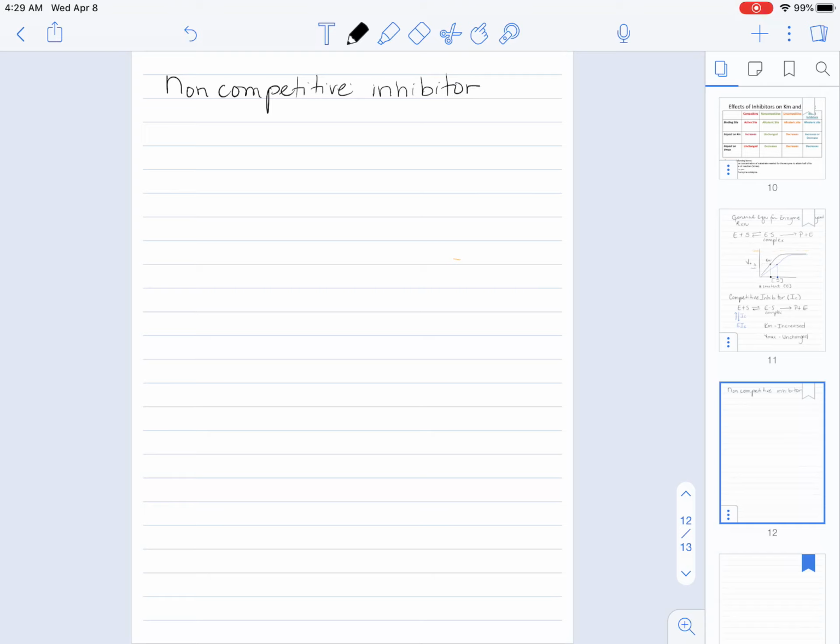In this situation, I'm going to write once again my enzyme catalyzed reaction. Enzyme plus substrate forms the enzyme substrate complex. And that enzyme substrate complex turns into product plus enzyme. Now, in this situation, remember that non-competitive inhibitors are going to bind allosterically not only to the enzyme that is free, but also to the enzyme substrate complex, and is going to do that with the same affinity.